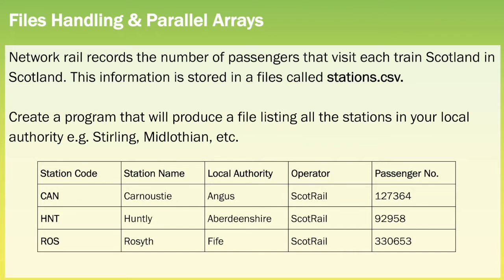Network Rail records the number of passengers that visit each train station in Scotland. This information is stored in a file called station.csv. And we can see here an exemplar of that station. We've got the station code, the station name, the local authority that that station is within, who operates that station, and the passenger number. We're going to create a program that will produce a file listing all the stations in our local authority. So that could be Stirling, Midlothian, City of Glasgow, Highlands and Islands, whatever your local authority is. So let's dive into REPL where we'll show how to do this in Python.